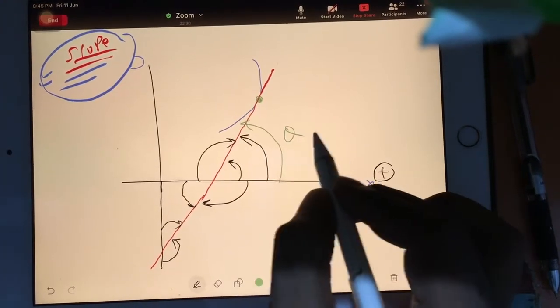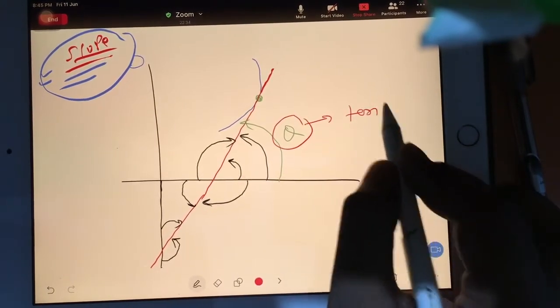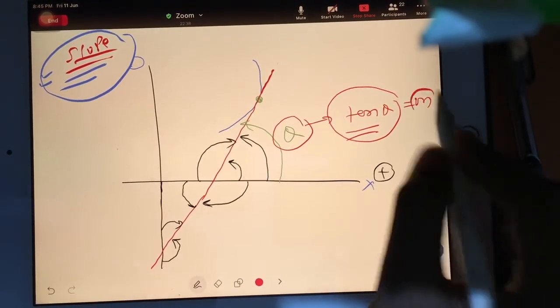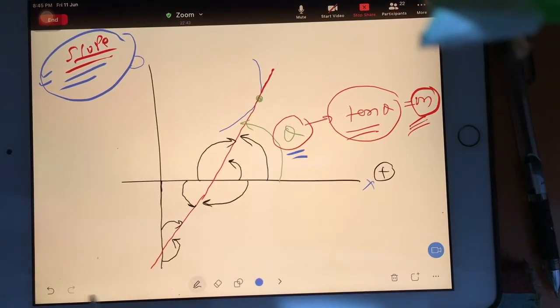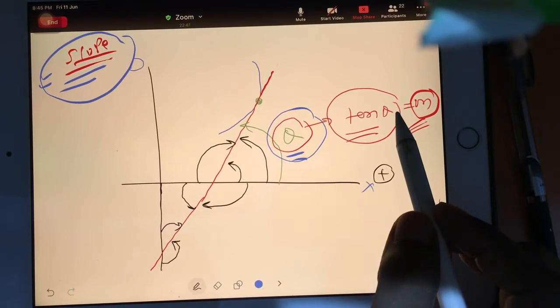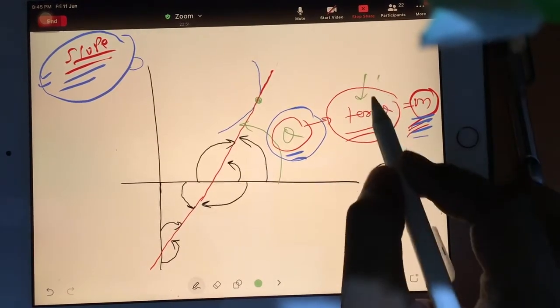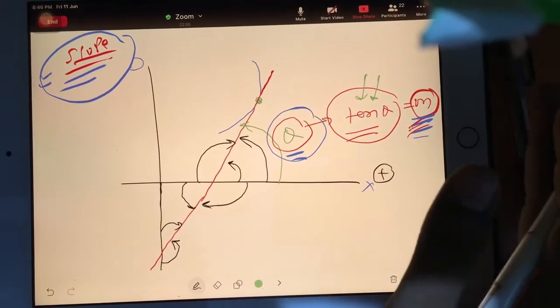Suppose this angle is theta, then use this theta with tan. So tan theta. Whatever value of tan theta comes, that is shown by the symbol m. So this m is known as slope. This theta is not known as slope. Many students think this theta is slope. This m is slope. Because tan theta is coming into the picture, you should be brilliant in the graph of tan theta or the value of tan theta.